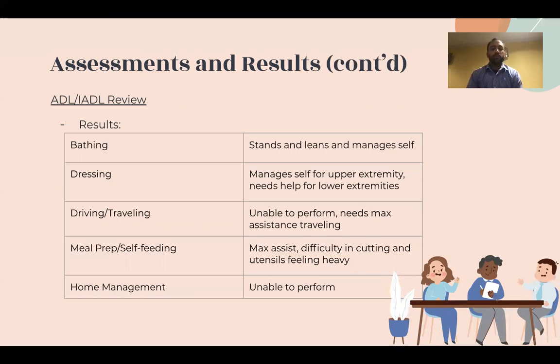We also assessed her ADLs and her IADLs. So for bathing, she stands and leans and manages herself. For dressing, she manages herself for upper extremity dressing, but she needs help for lower body dressing. For driving and traveling, she's unable to perform driving. She needs maximum assistance when she's traveling. For meal prep and self-feeding, she's also at max assist because she has difficulty in cutting and using utensils because they feel heavy, and she's unable to perform home management tasks.